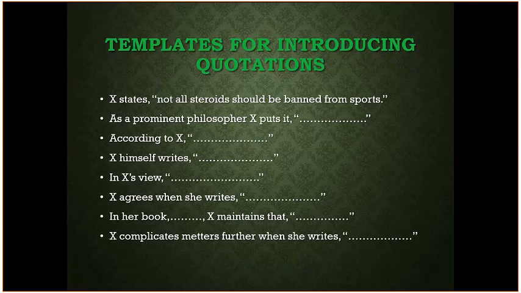X states, not all, and so on, should be banned from sports. As a prominent philosopher, X put it, dot, dot, dot. According to X, dot, dot, dot, within inverted commas or quotation marks. X himself writes, dot, dot, dot. In X's view, dot, dot, dot. X agrees with, she writes, when she writes, dot, dot, dot. In her book, dot, dot, dot. X maintained that, dot, dot. From this, I have understood that we should write the actual saying of the author in this format. Am I right, ma'am?